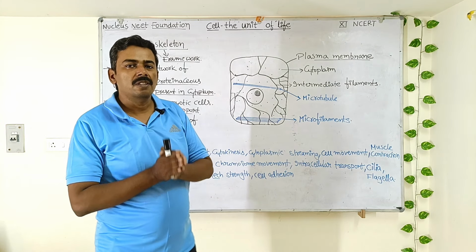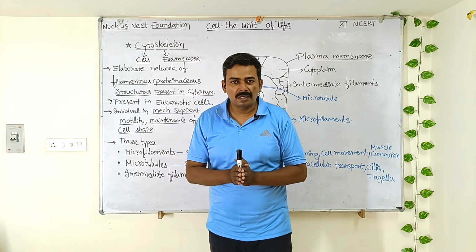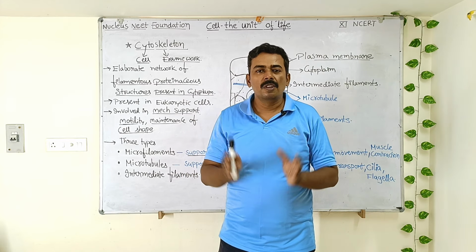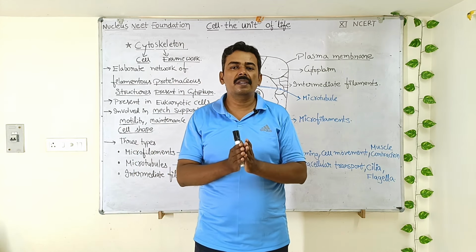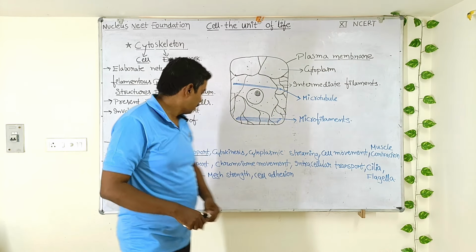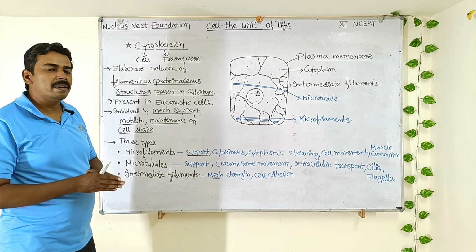It will maintain the shape of the cell. Especially in animal cells, you know students, there is no cell wall. When cell wall is absent, then it becomes very difficult for the cell to maintain its shape. So in the case of animal cells, cytoskeleton plays a very important role in order to maintain the shape. Understood students?